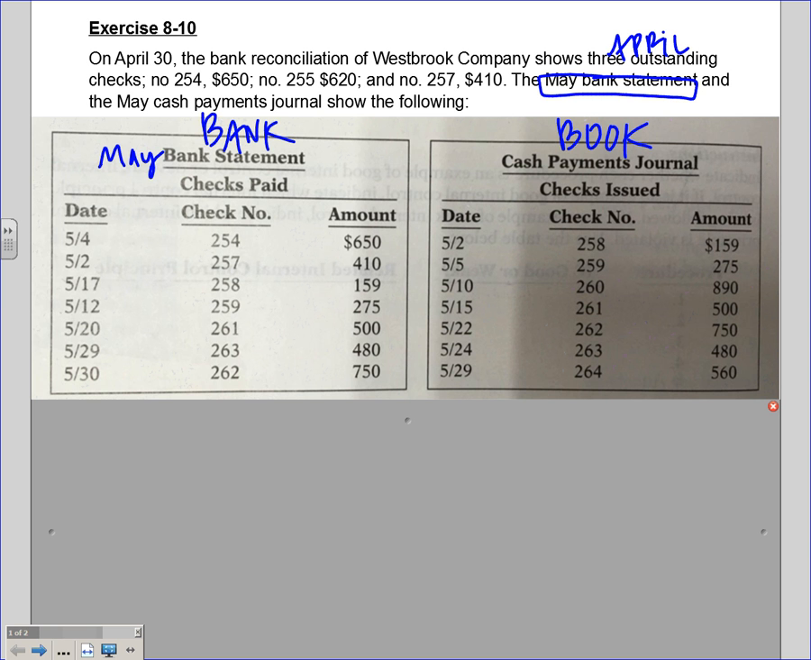So let's first double check to see if our floaters from the previous month have cleared. Okay, we have check, and write them or circle these: 254, 255, and 257 were floaters from April.